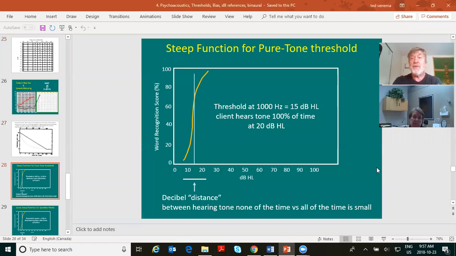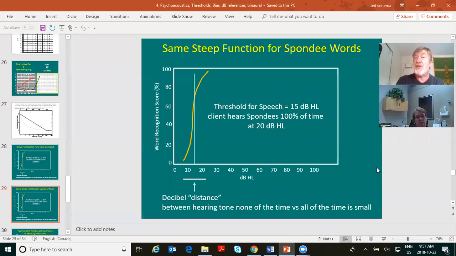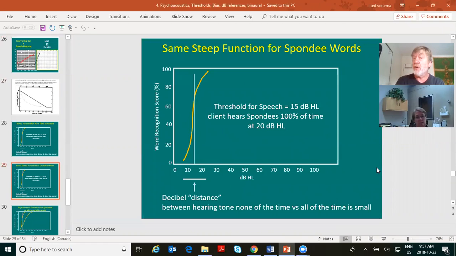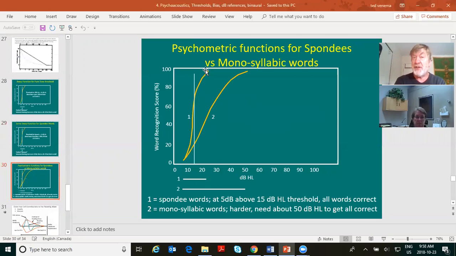So look at this slide here, steep performance index for pure tone thresholds. Guess what? Same thing for spondee words. If your threshold for speech is 15, if I read you the words at 10 dB, you're never going to get them. If I read the words to you at 20 dB, you're always going to get them. Okay? But they have to be spondees for this to occur. Because if they're not spondees, look what happened.